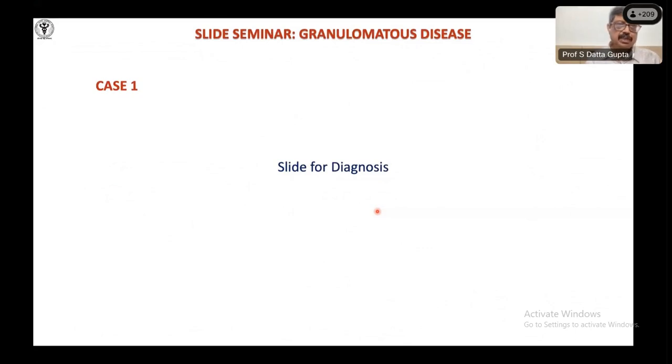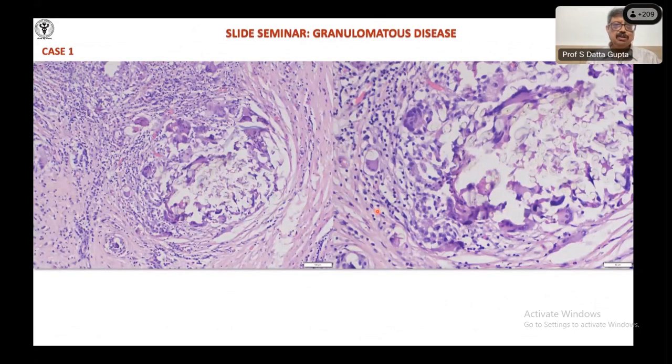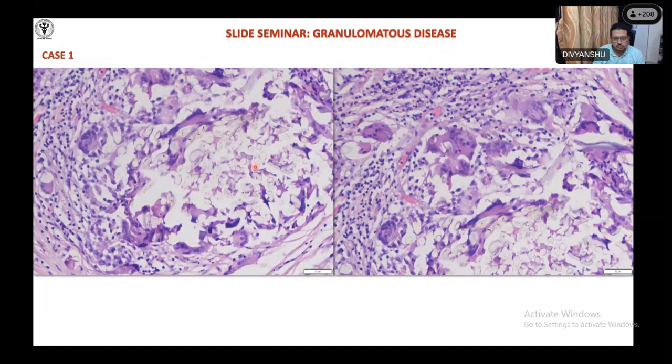A slide for diagnosis. What did you see? So it's a section from fibroproteinous tissue. It's a collection of multinucleated giant cells, rimmed by lymphocytes. In the center it shows a foreign body. So probably maybe a talc granuloma.